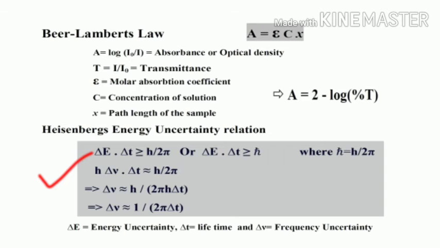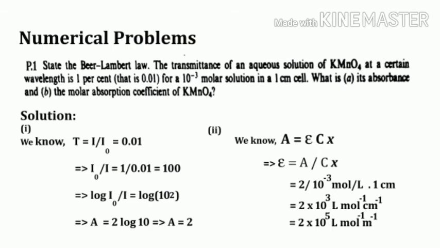From this equation, we can write delta nu is equal to H by 2 pi H into delta T, or delta nu is approximately equal to 1 by 2 pi into delta T. Okay. Now let us solve the first numerical problem.